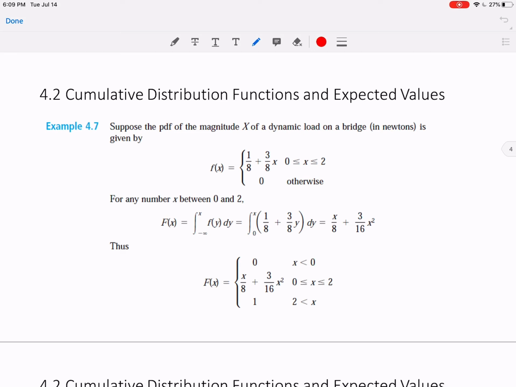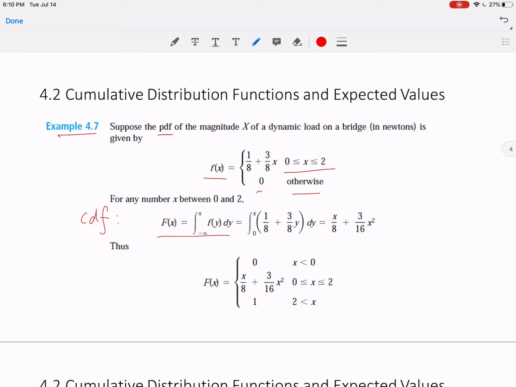This is coming from textbook example 4.7, and the problem says given the PDF f of x is equal to 1 over 8 plus 3 over 8 x, for x greater than or equal to 0, less than or equal to 2, or 0 otherwise. And we want to find a CDF first. If we want to find the CDF, we always think of this formula here: the capital F of x is equal to the integration from negative infinity to x of f of y dy. So this is a general form of how to find the CDF with the given PDF.